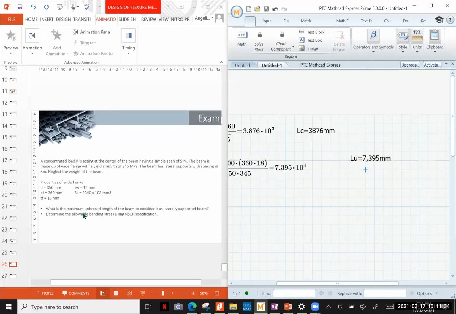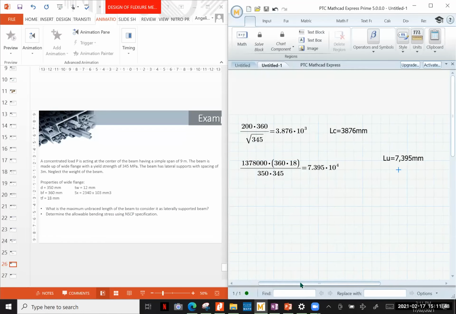So, ang question is, what is the maximum unbraced length of the beam to consider it as a laterally supported beam? Ang tanong kasi is, ano daw yung maximum unbraced length ng beam para maging laterally supported? Ang rule is kapag greater than sa LC, magiging na siyang laterally unsupported. So, therefore, ang magiging maximum length para laterally supported is equal to, ito yung sagot, 3,876. Bakit? Kasi kapag nag-exceed tayo sa 3,876, magiging laterally unsupported na siya. Kaya naintindihan?